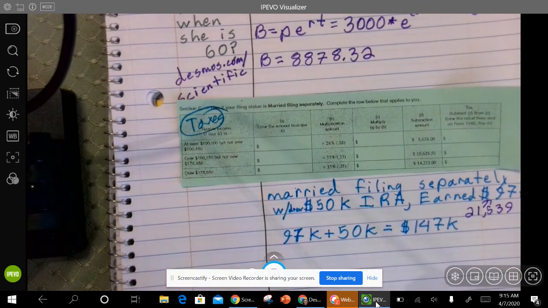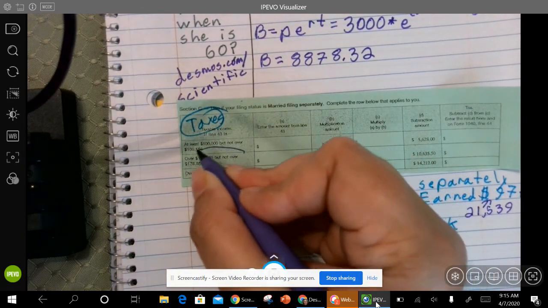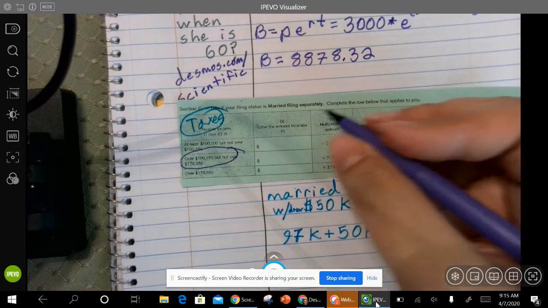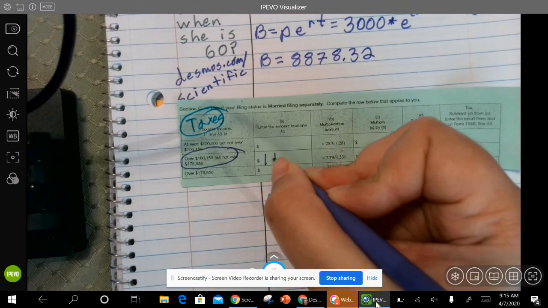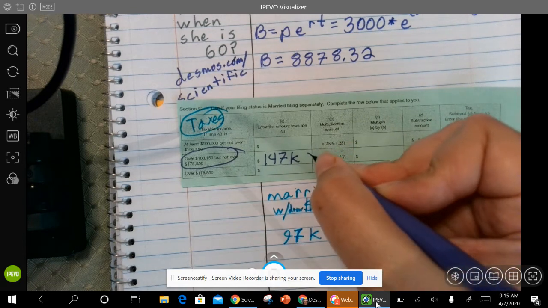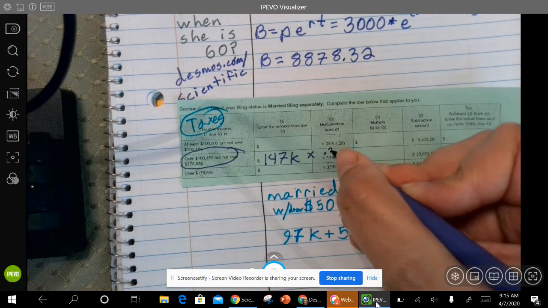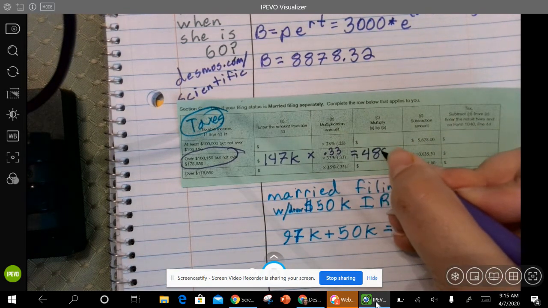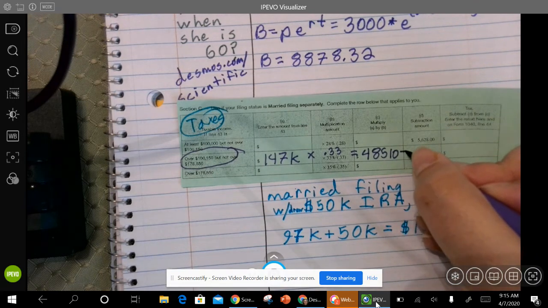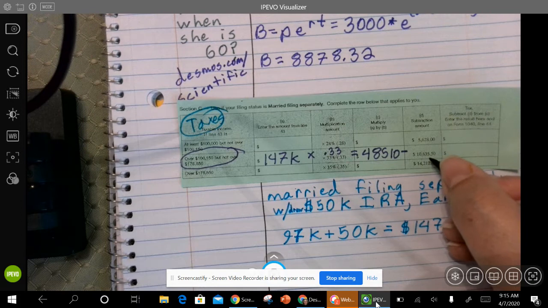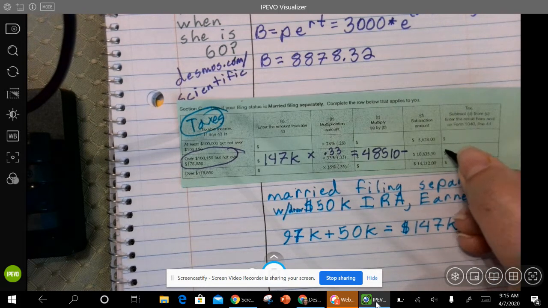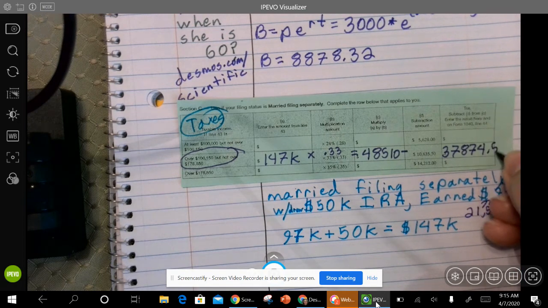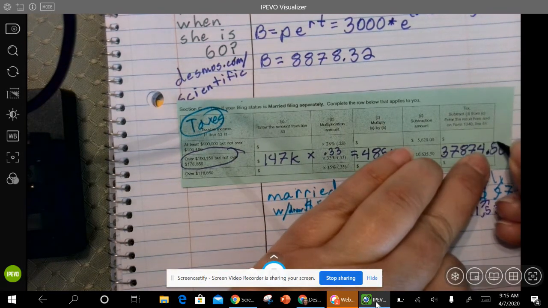So now we're going to go ahead and use our table. It's going to be here, not over 100,000 but not over 178,850. So I'm going to put the 147,000 into here, and then we multiply it by 0.33. 33% is the decimal. And I got 48,510. Then remember the subtraction amount, so we're going to subtract 10,635.50. So we get $37,874.50.